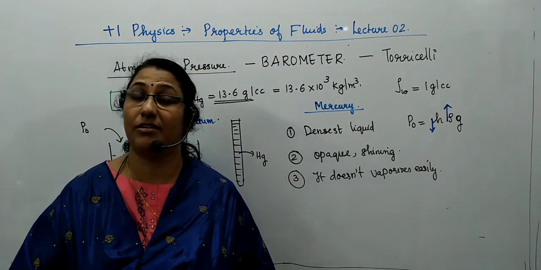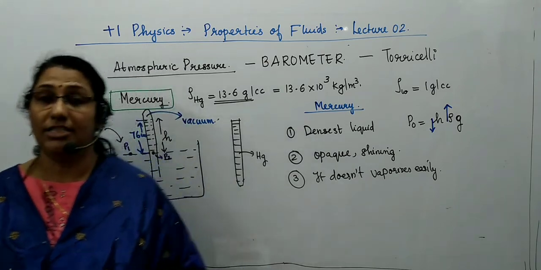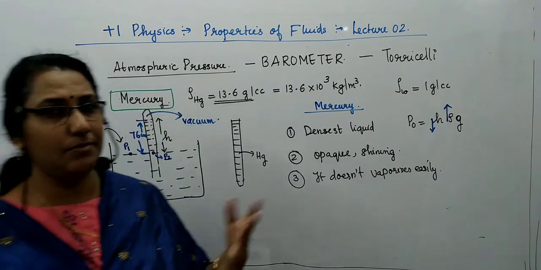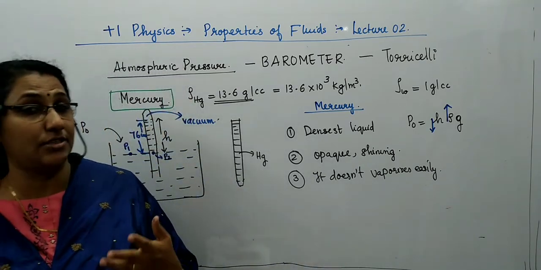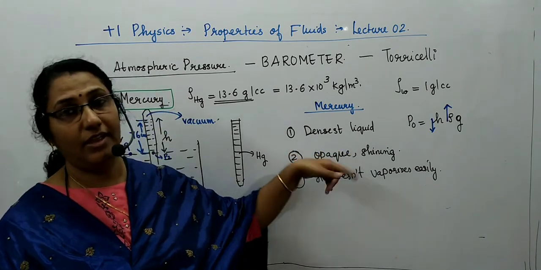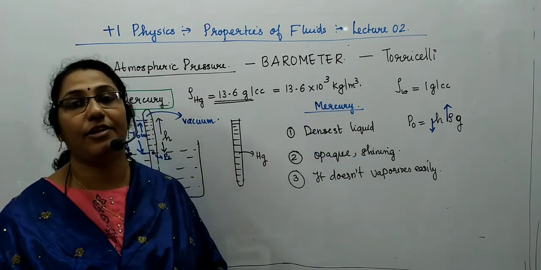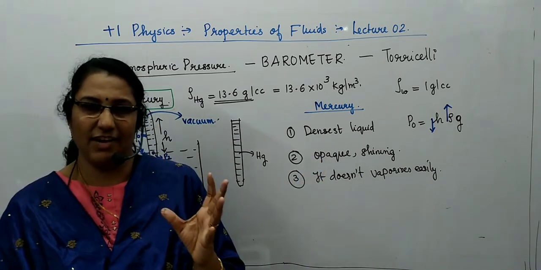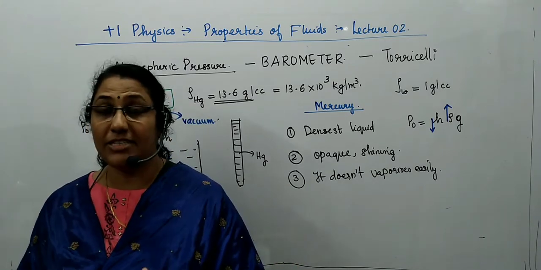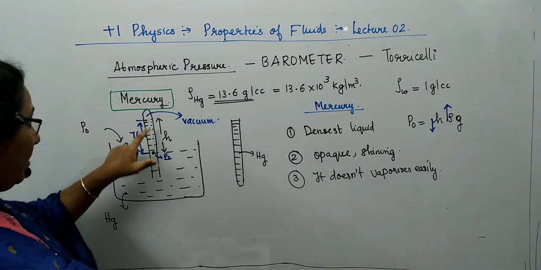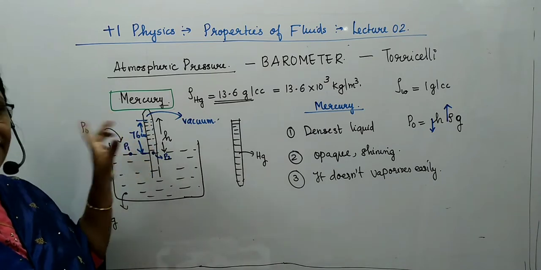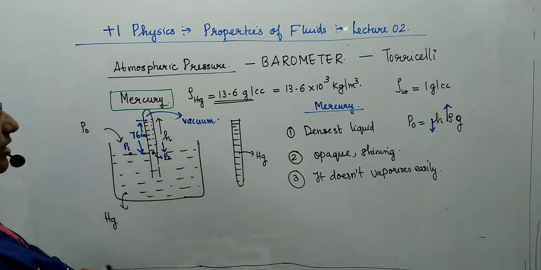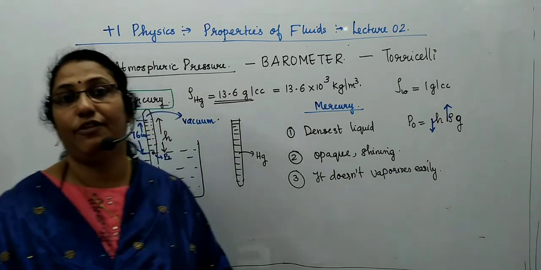Why is Torricelli's barometer still preferred till now? In Torricelli's barometer, mercury is used. Why mercury? What are the specialties of this mercury? It is the densest liquid. When the density is larger, the height required is lesser. Then it has an opaque and shining appearance. We can see it clearly, shining, silver colored. And what about its vaporization? If it vaporizes, the height decreases, and if the height decreases, the reading becomes a wrong answer. So these are the reasons by which mercury is preferred for a barometer.